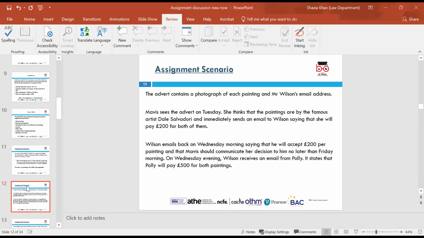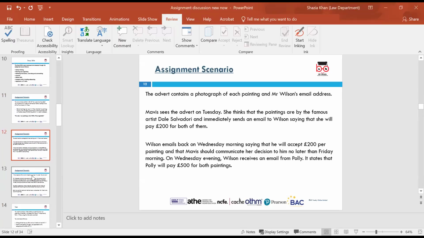Let's go on to the next one. The advert contains a photograph of each painting and Mr. Wilson's email address. Mavis sees the advert on Tuesday. She thinks that the paintings are by the famous artist Dale Salvadori and immediately sends an email to Mr. Wilson saying that she will pay £200 for both of them. Wilson emails back on Wednesday morning saying that he will accept the £200 per painting and that Mavis should communicate her decision to him no later than Friday morning.